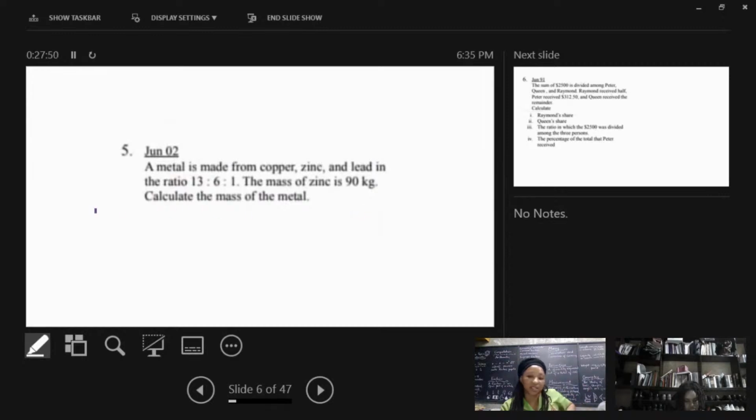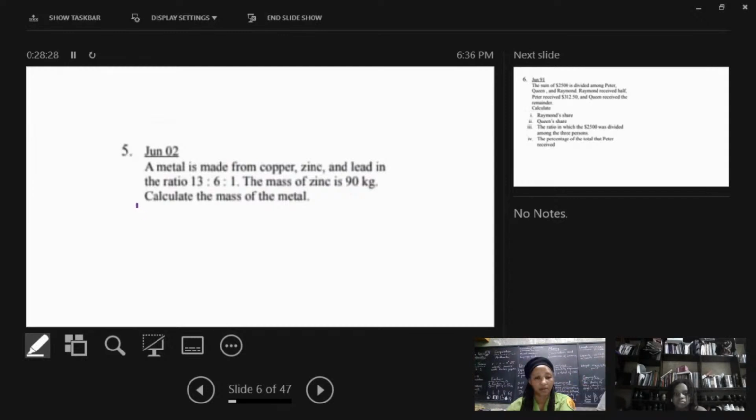So copper is 13, zinc is 6, and lead is 1 in terms of the ratio. And then the actual kilograms: zinc is 90 kilograms. We could put 13 to 6 in the ratio.